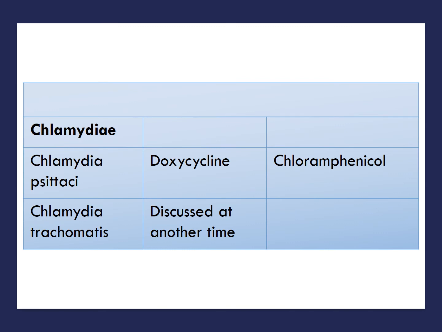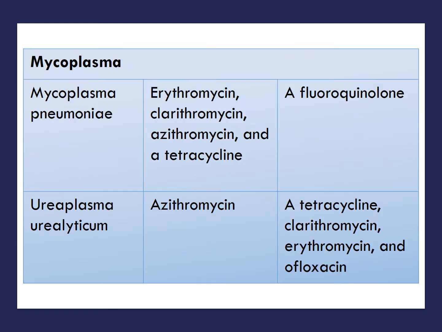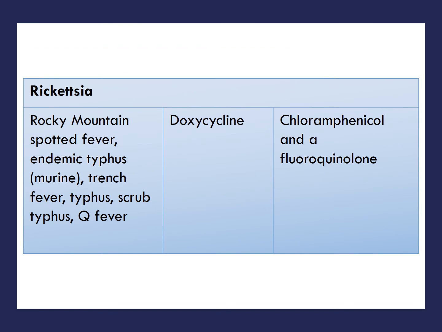This table reveals selection based on the chlamydia infection, first choices, and then alternatives as well. This table reviews ehrlichia, which is the organism, and again, first drug options and alternative drug options. This table reviews the mycoplasmas, including first line options and second line. This table reviews rickettsia, which includes Rocky Mountain spotted fever. You want to give doxycycline as first line, and then alternatives are listed on the right as well.